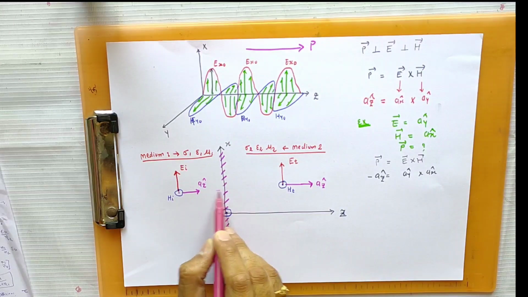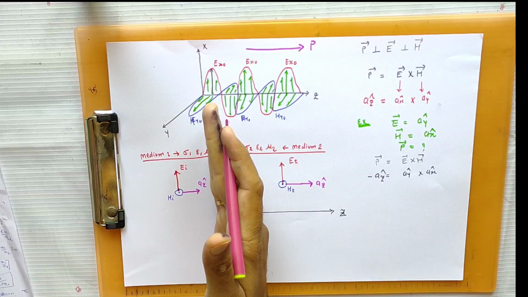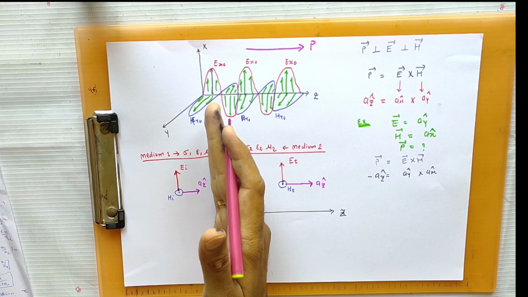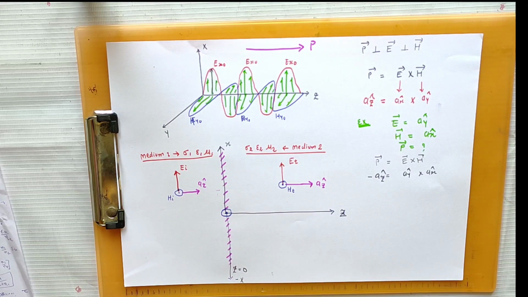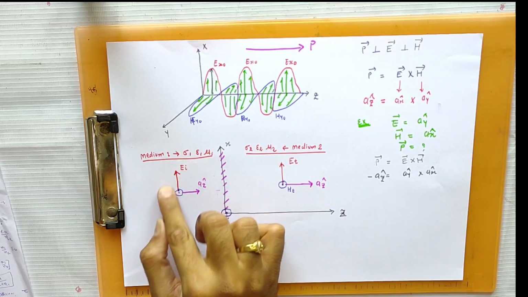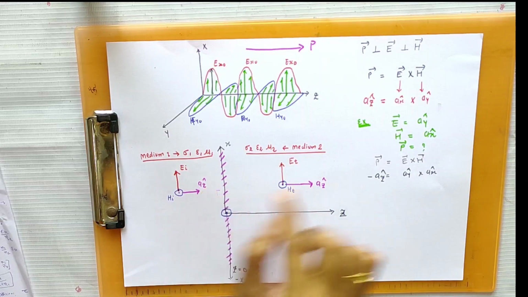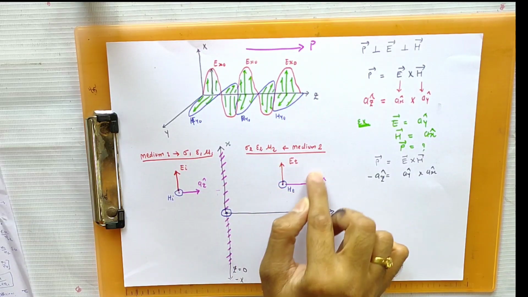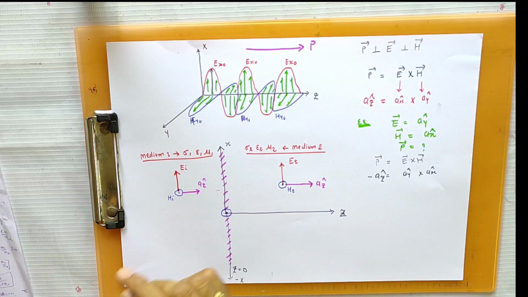Okay, it is directly perpendicular to the z equals 0 plane. So that is why it is known as normal incidence. Okay, so this one is the incident electromagnetic wave, and this is the transmitted electromagnetic wave. Now I will draw the reflected electromagnetic wave.